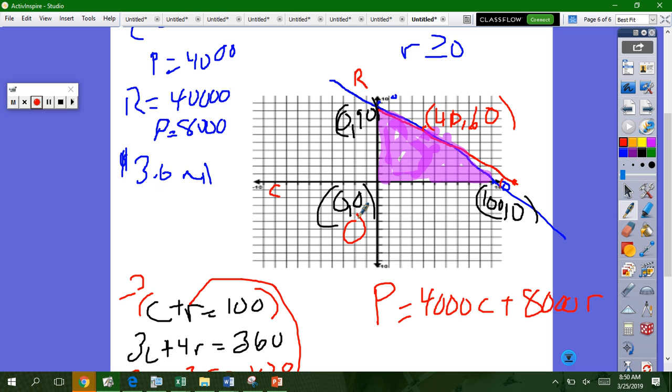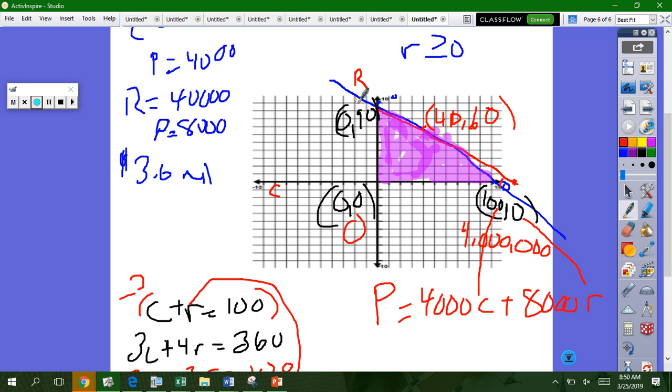So if I plug 0, 0, if I don't make any houses at all, my profit's going to be 0, isn't it? Right? If I plug 100 colonials in, that gives me 4 million. That's what my profit would be. I'd make 4 million bucks. Not too bad, huh? Do you see what I did there, Greg? I just plugged 100 in for C and 0 in for R. Are you seeing what I'm doing here, guys?